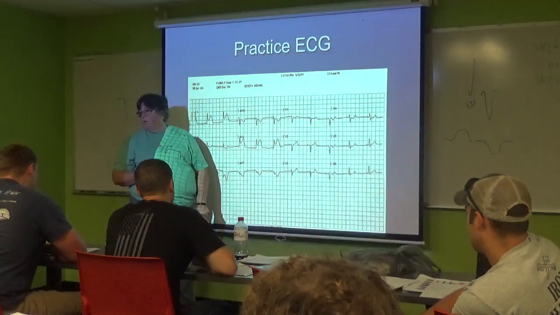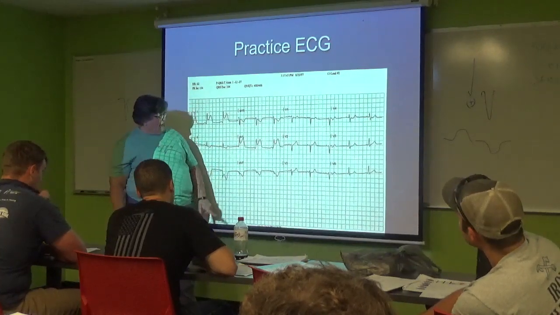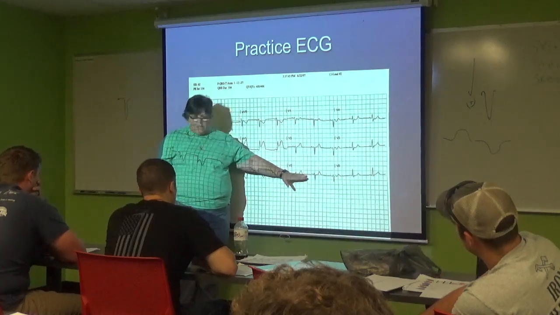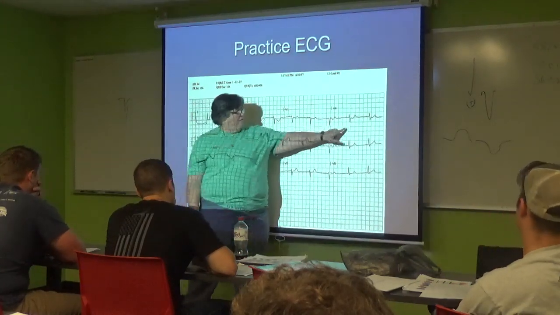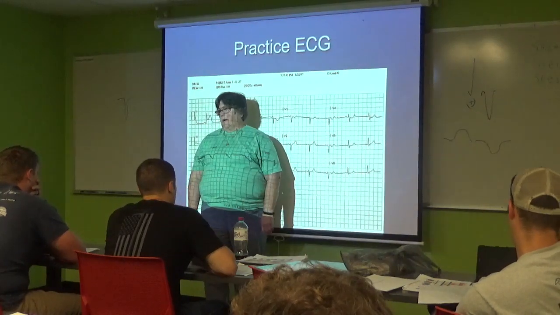This is not an inferior wall MI. I then go from inferior to anterior. I go to V3, J point, line it up with my isoelectric, no elevation. V4, no elevation. This is not an anterior MI.